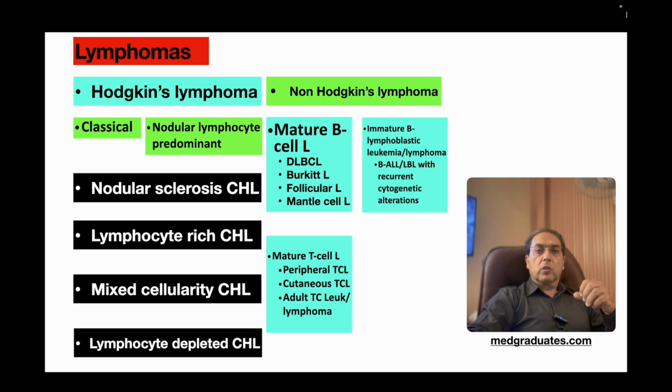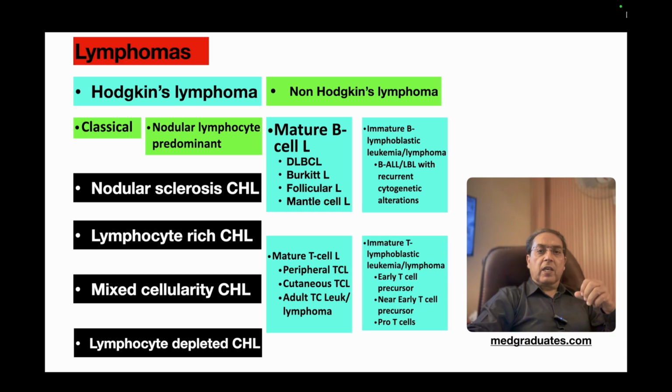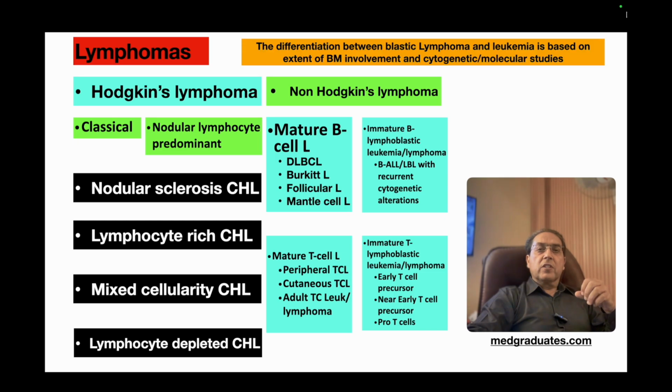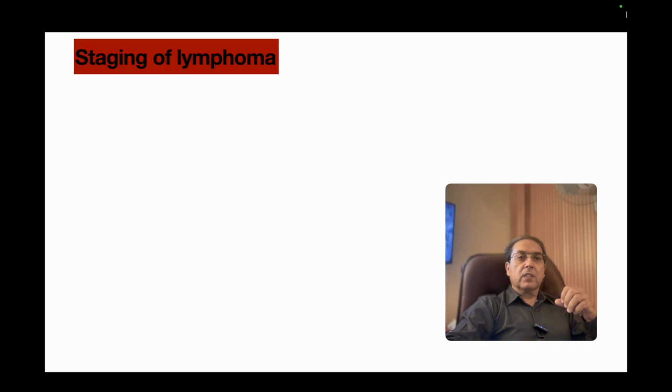Then you can have immature cells. Immature B cell lymphoblastic lymphoma or leukemia. This can be with recurrent cytogenetic alterations. And then we can have immature T lymphoblastic leukemia or lymphoma. This can be early T cell precursor lymphoma, near early T cell precursor lymphoma, or pro T cell lymphoma, which are relatively mature cells. Now, the differentiation between blastic lymphoma and leukemia is based on the extent of bone marrow involvement and cytogenetic or molecular studies. Now, what is the staging system?